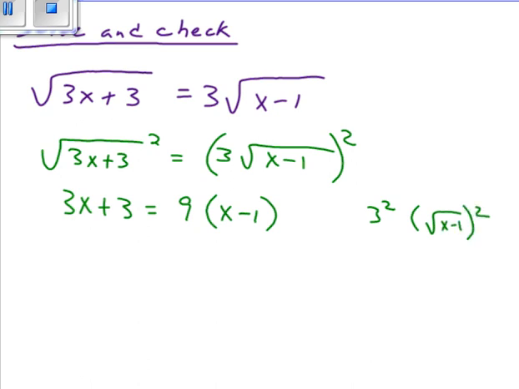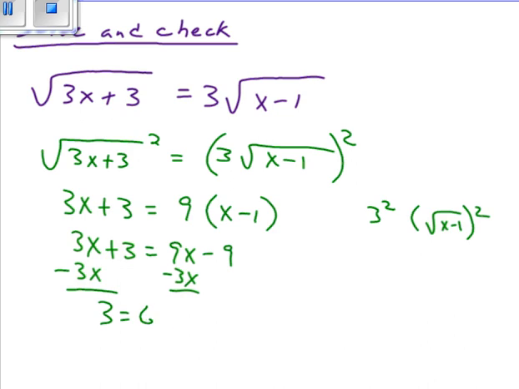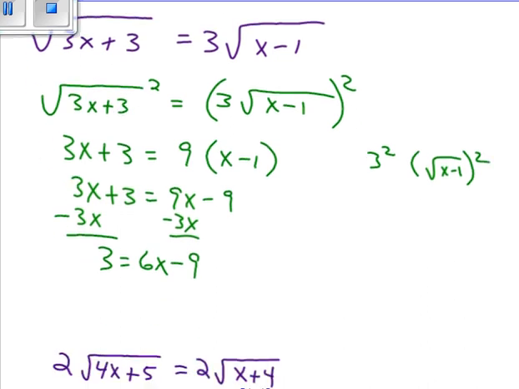And so that's why that just is an x minus 1. We've got to do a little distributive property over here: 9x minus 9. Putting the variable on the same side by subtracting 3x, I'll have 3 equals 6x minus 9. And I will add 9, and I'll get 6x equals 12.